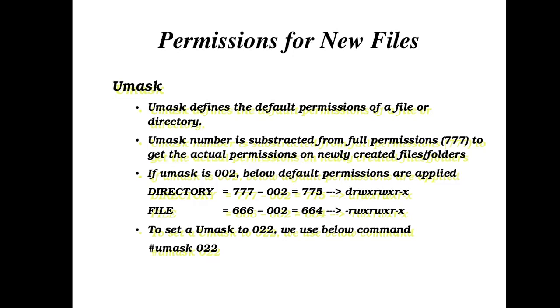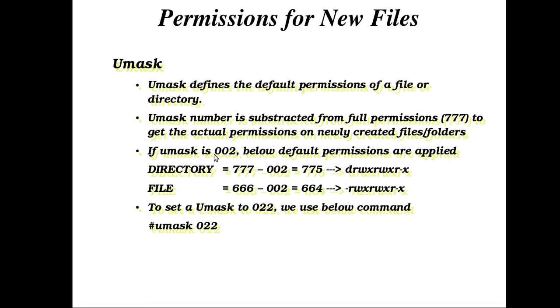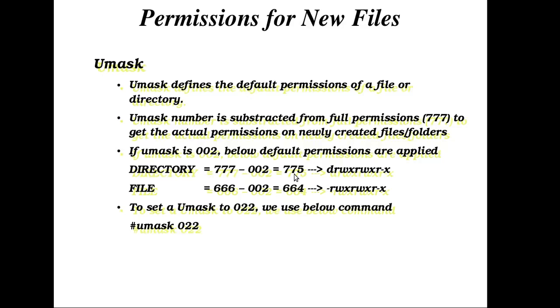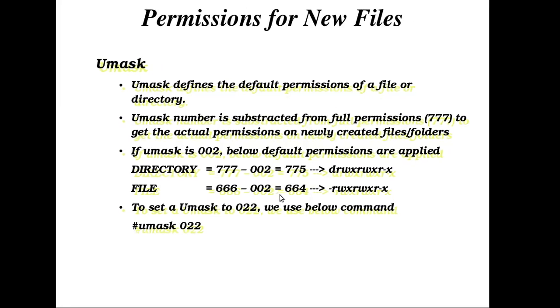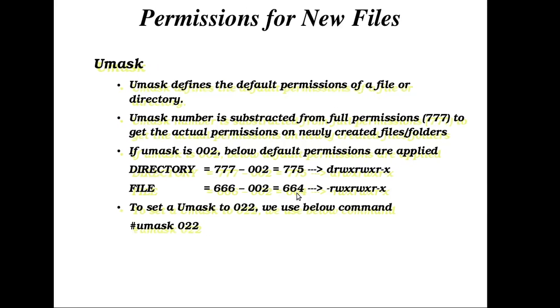Now, how is the permission set decided? It is the subtraction of the umask value from the full set of permissions. For example, if the umask value is 002, the directory will have 775 permissions if a directory is created. If the umask value is 002, the file will have 664. So it is a subtraction of the umask value from the full set of permissions.